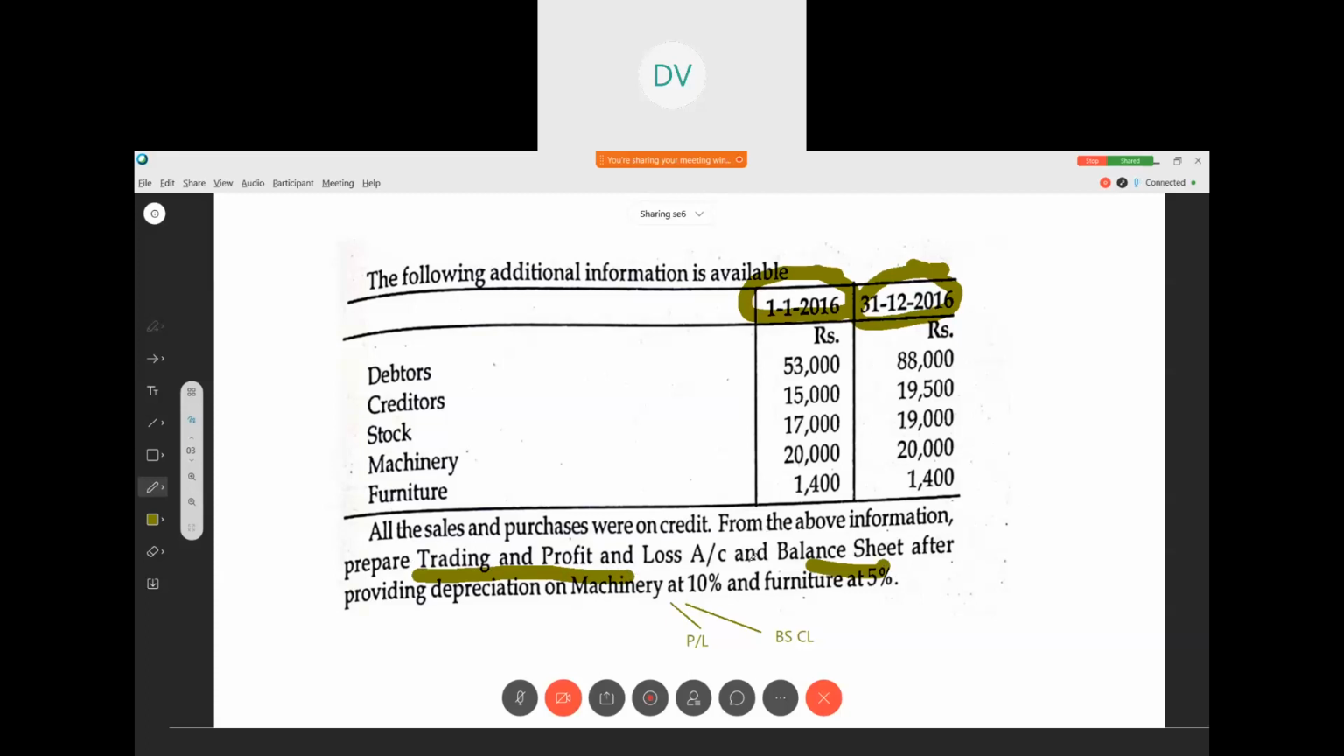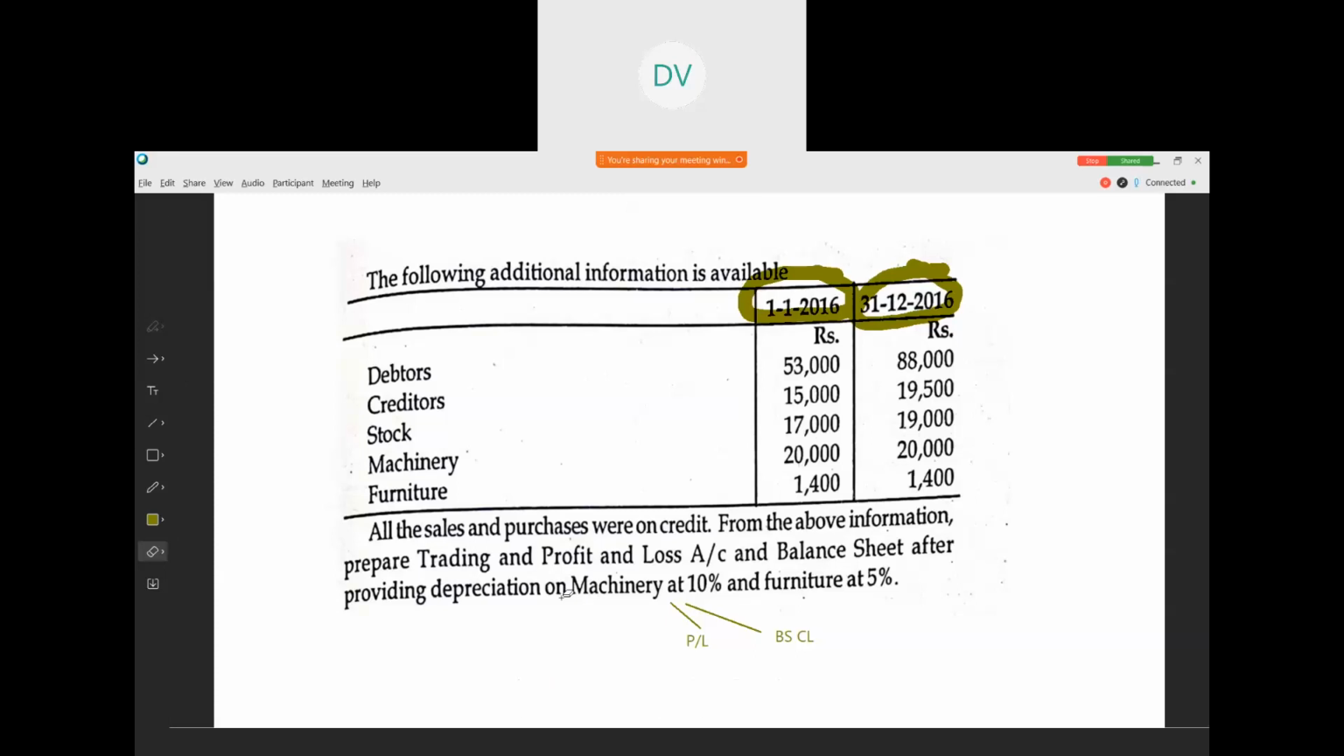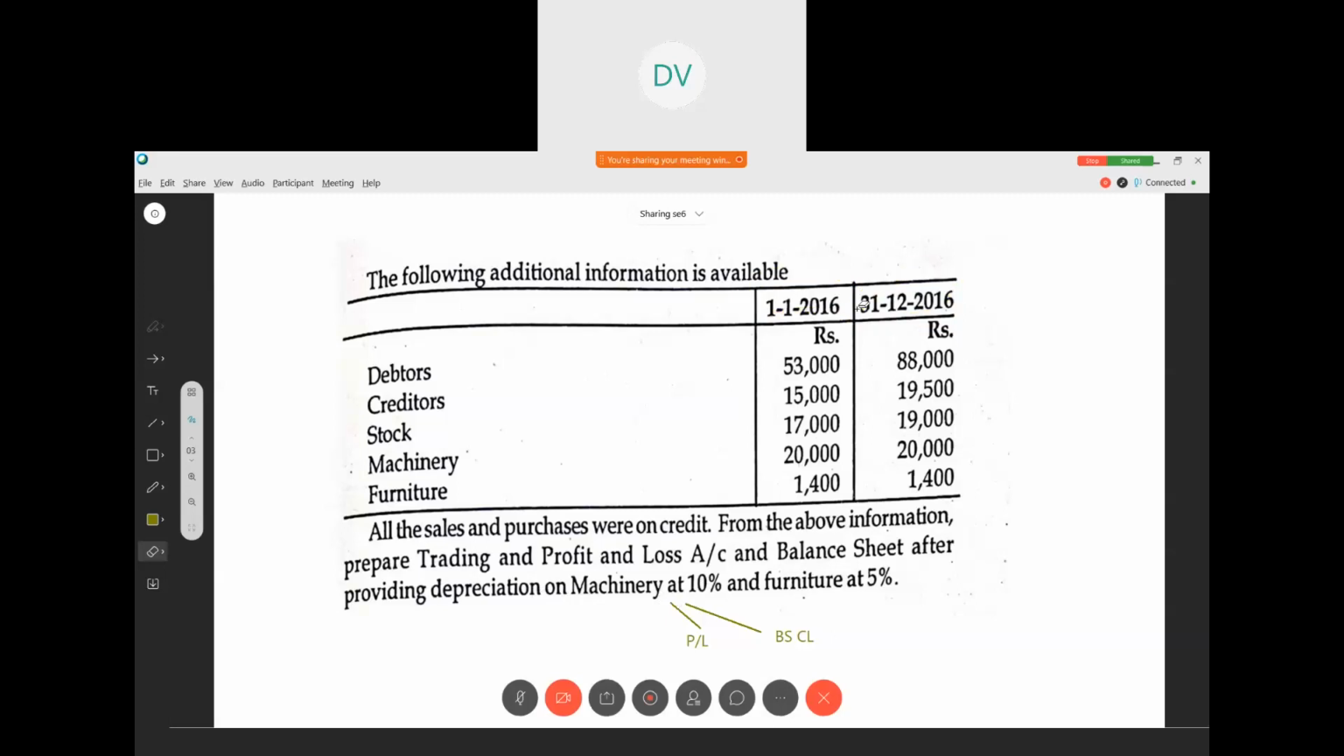Here again, see, after providing depreciation on machinery at 10% and furniture at 5%. So they have given this. What do you mean by this? Here we have to provide the depreciation. So as you know, in the adjustments, whatever they give, it appears in two accounts, right? So as a rule of double entry bookkeeping, it is a new adjustment. Yes. Depreciation. Where does it appear? One in profit and loss account, two depreciation on machinery and furniture, then closing balance sheet. Is it clear?